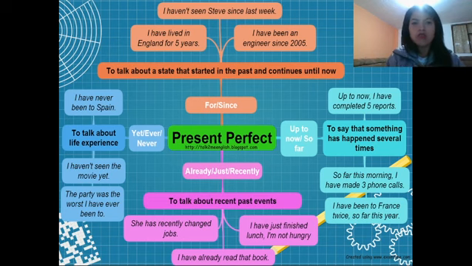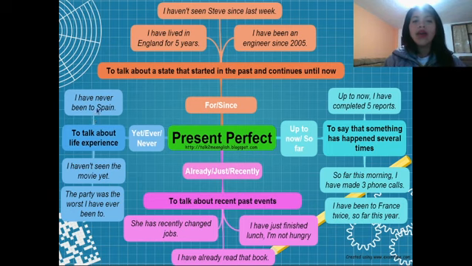Okay, the second use is we use present perfect to talk about life experience. Usamos el presente perfecto para hablar acerca de las experiencias de la vida. For example, the party was the worst I've ever been to. La fiesta fue la peor en la que yo he estado. ¿Sí? Es una experiencia que usted tuvo y no fue muy buena, right? I haven't seen the movie yet. No he visto esa película aún. ¿Sí? Es una experiencia que usted no ha tenido. Todavía no ha visto esa película, right?